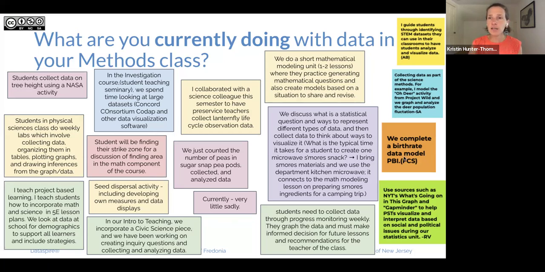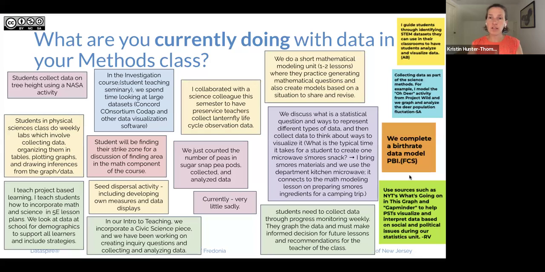So we complete a birth rate data model. We just counted the number of peas in sugar snap pea pods and collected and analyzed the data. We've done a seed dispersal activity. We've had students collect data on tree height using a NASA activity. A wide range of ways that we are currently having students work with data in our methods classes.